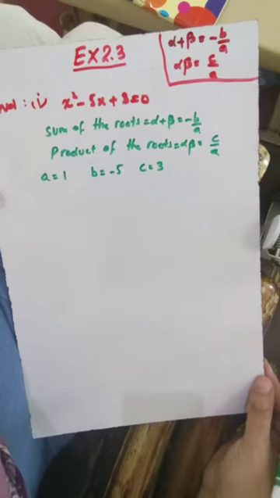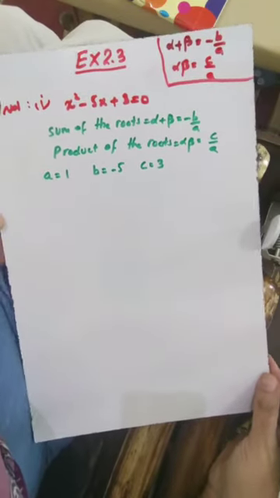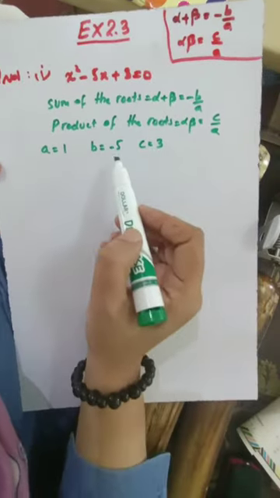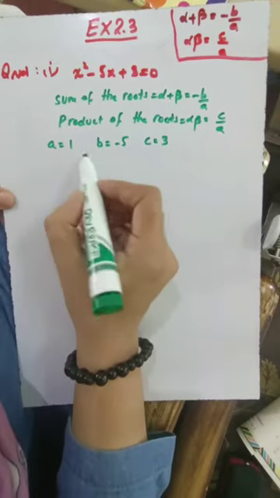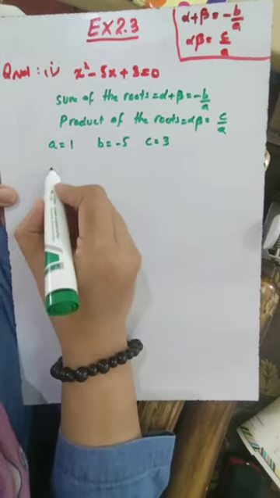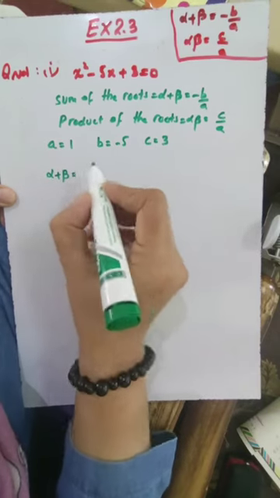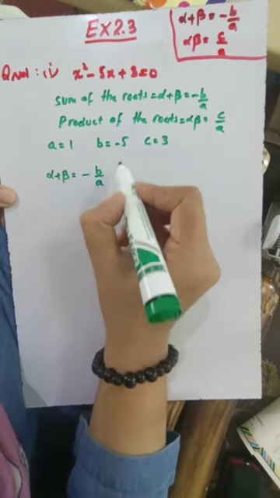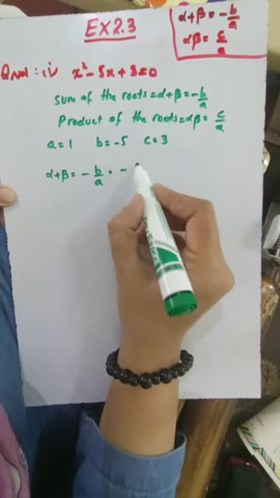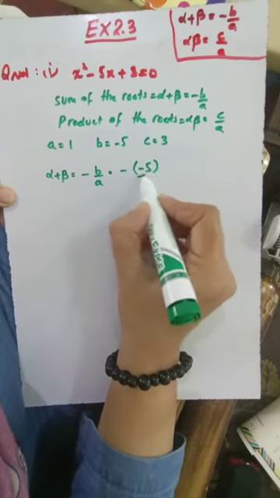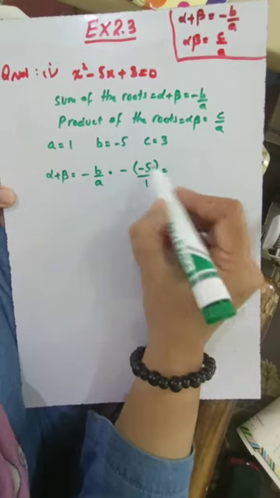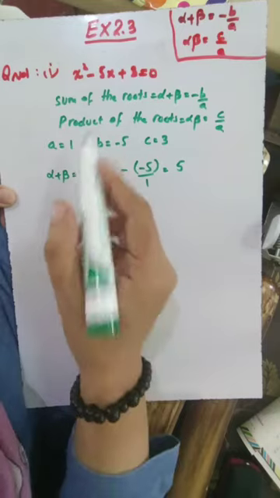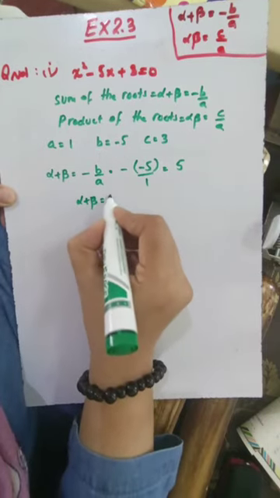So a is 1, b is negative 5, and c is 3. Now they want us to find the sum of the roots. We know that the sum of the roots by formula is equal to the negative of the ratio of the coefficient of x over the coefficient of x square. For this equation it will be negative of, what is b? Negative 5, and what is a? 1. So the sum of the roots will be 5. Whatever the roots of this equation are, their sum will be equal to 5.